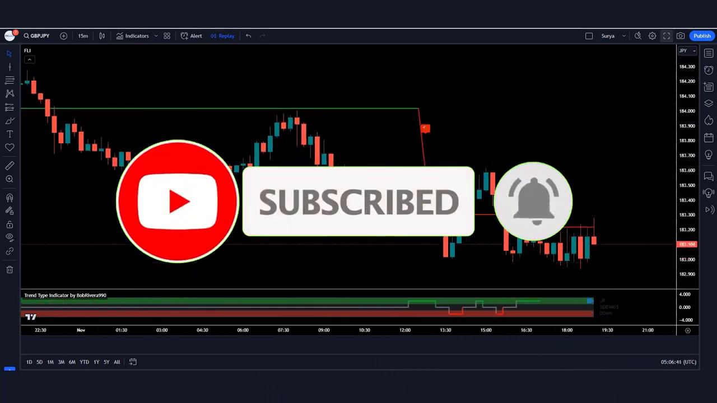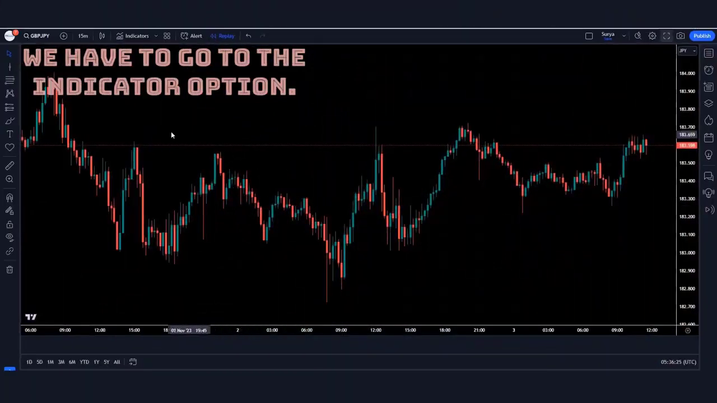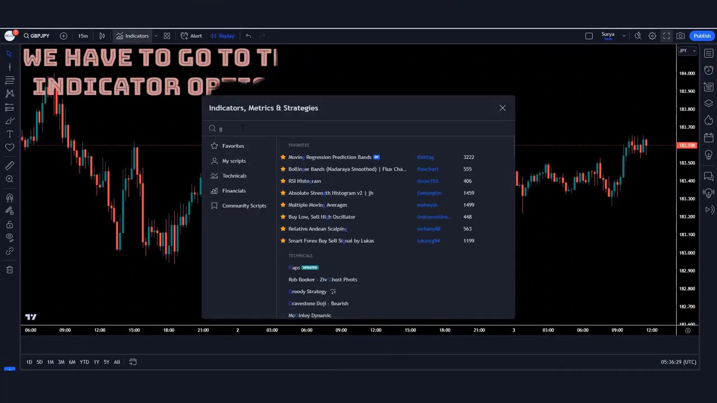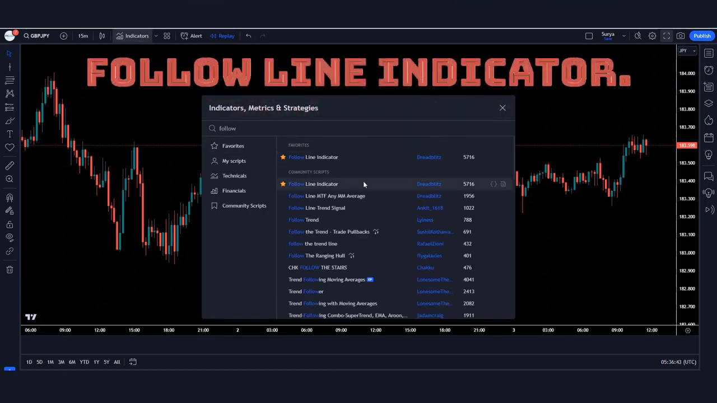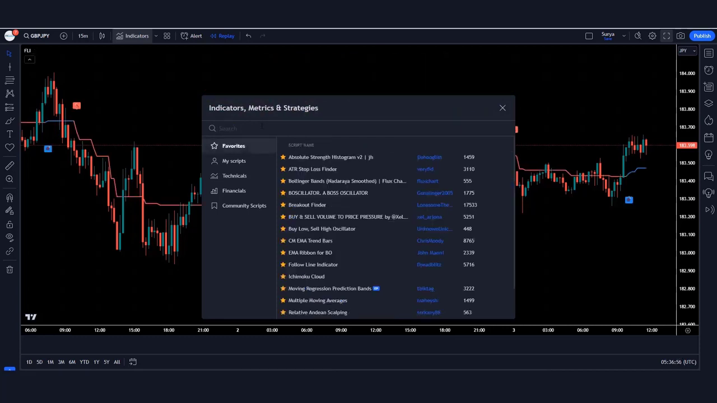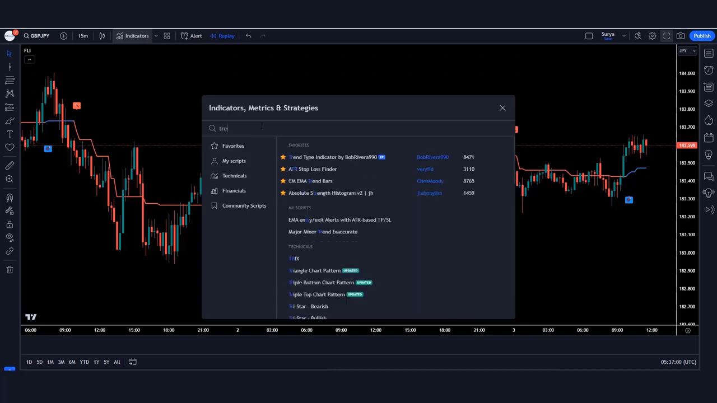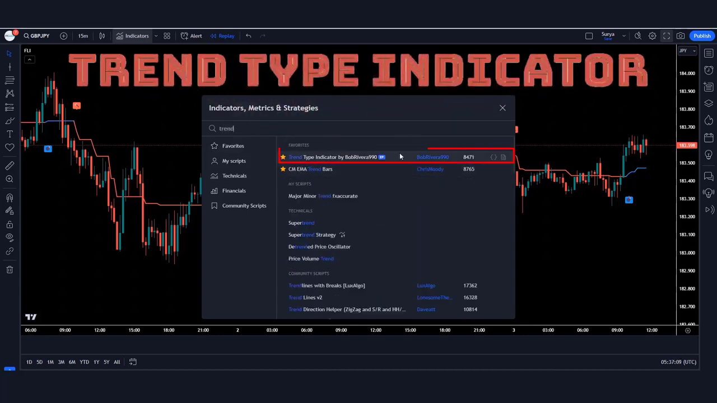Let's start the video. First of all, let us know about trading indicators. We have to go to the indicator option. Here in the search box you have to search for the follow line indicator. This indicator has to be added to the chart. And the second indicator is to search for the trend type indicator. This indicator also has to be added to the chart.